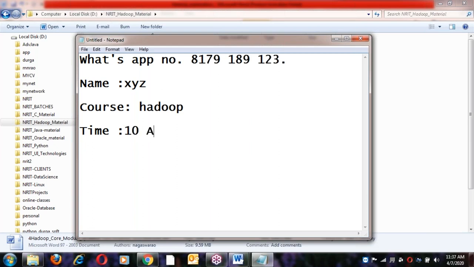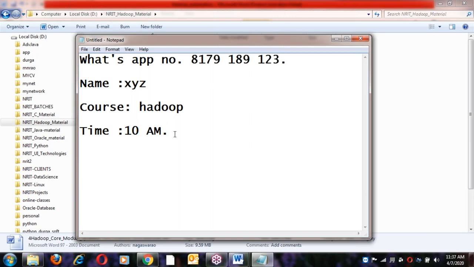Next time, 10 a.m. Even Asif, Prashant, Ravi, from these guys, please send me all these details. I'll create the WhatsApp group. Anything, I'll inform in the WhatsApp group. Any requirements, any request, just ping me on WhatsApp. I'll respond immediately. It's a very useful group.